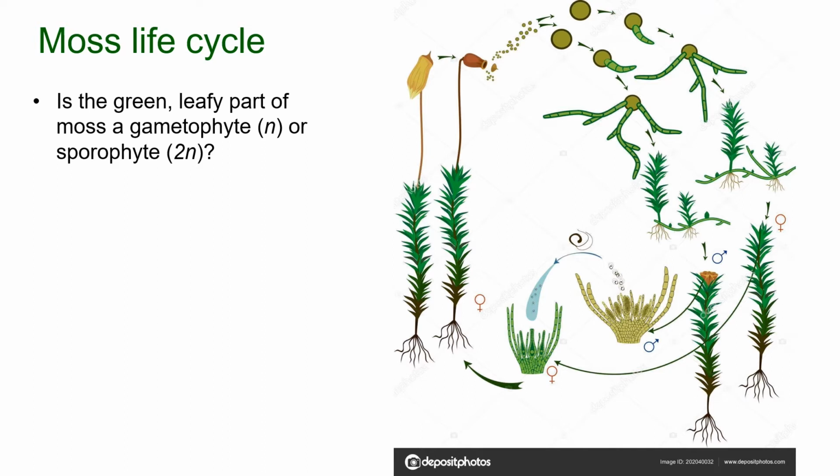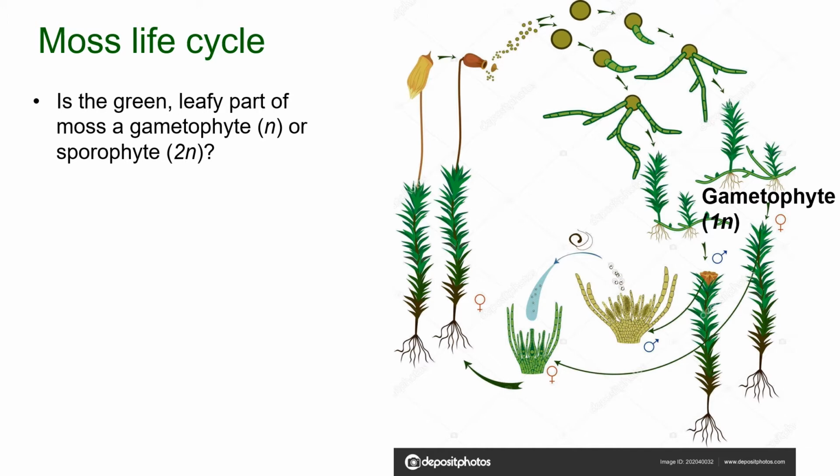Is this green leafy part of the moss a gametophyte? Is this a haploid organism? Or is it a sporophyte like us? Is it a diploid? So you might be tempted to think that it was diploid because we're used to thinking of the organisms that we see upright and planted or moving around as being diploid. But in this case, actually, the green leafy part of a moss that you're seeing here is haploid. It only has one complete set of chromosomes. Very different from what we're used to thinking about.